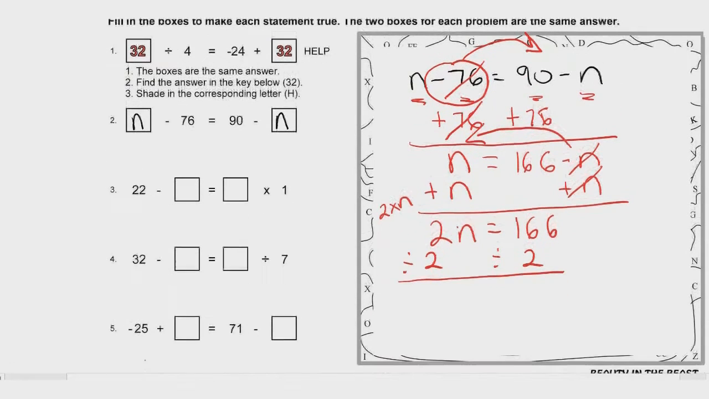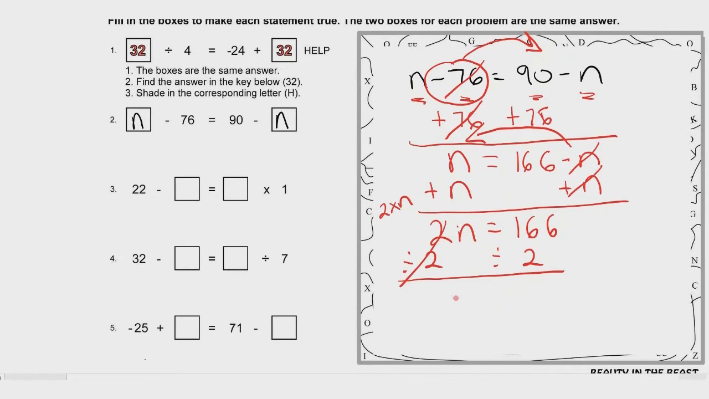So if we divide by 2, the 2's get canceled out. We have an n, and 166 divided by 2 will give us 83. So what that's telling us is that 83 goes in these boxes, 83 and 83.